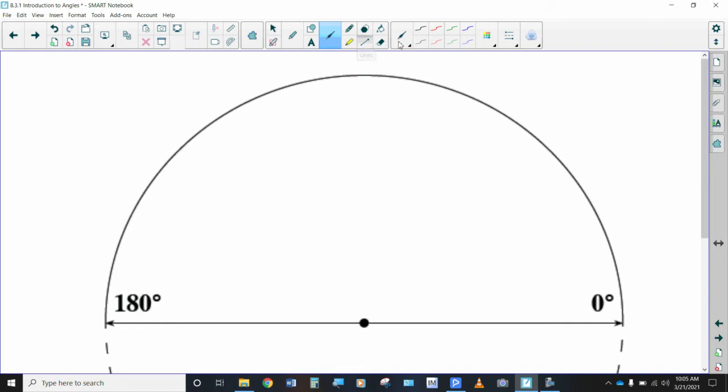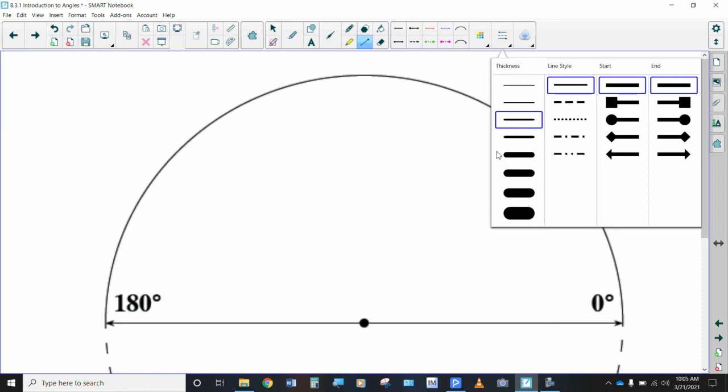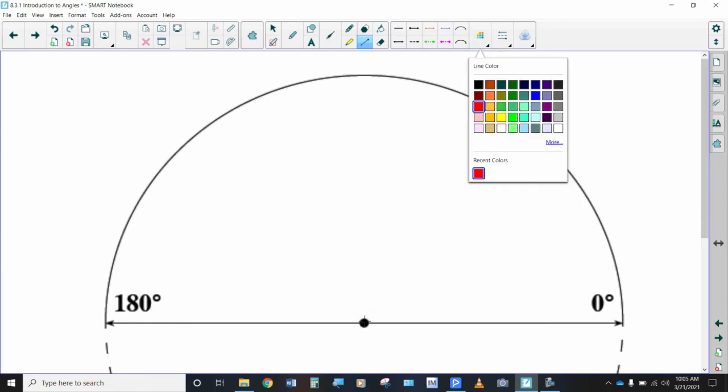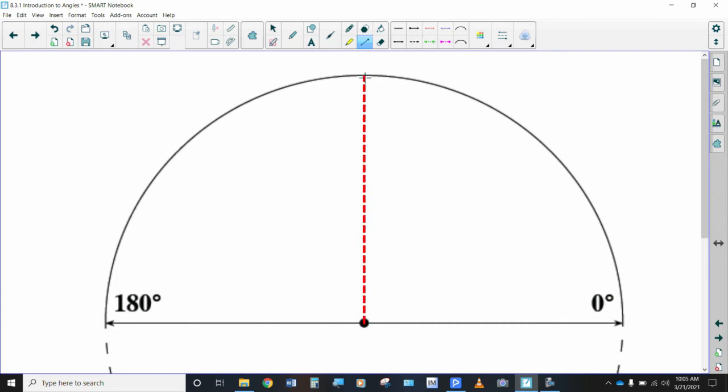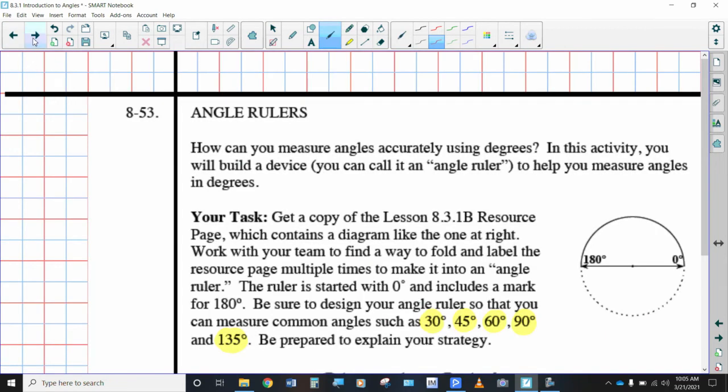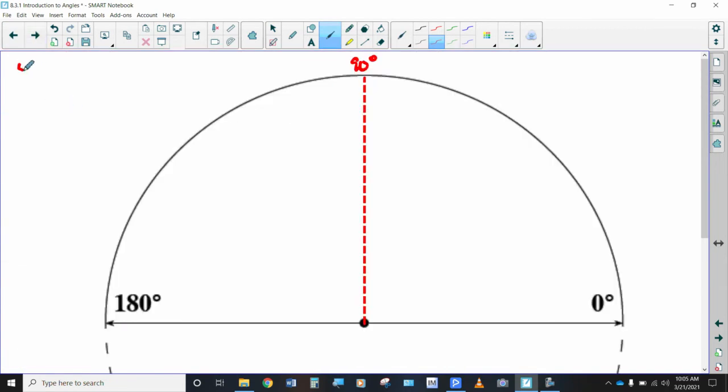So I will get you started. Let's color coordinate them. I'm going to make the 90-degree angle red, so I'm going to write 90 degrees right there. Your task is to find 30, 45, 60. I would start by finding 45.